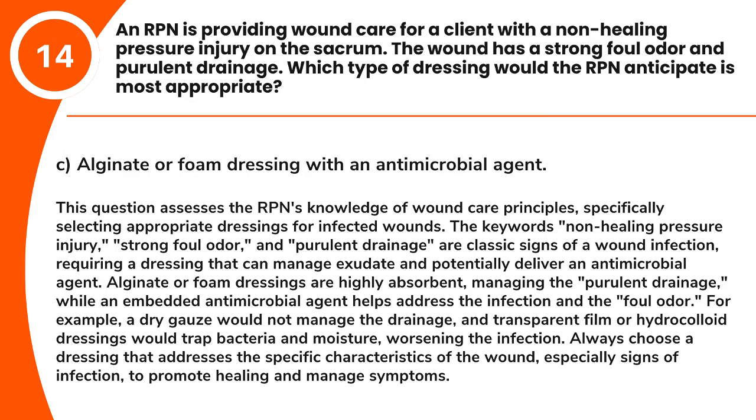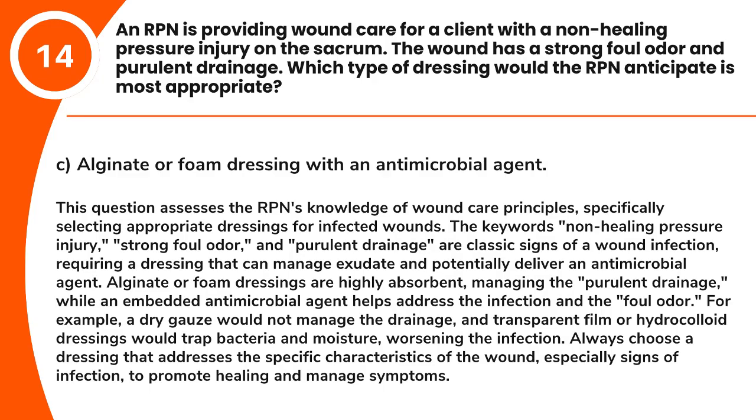Answer: C. Alginate or foam dressing with an antimicrobial agent. This question assesses the RPN's knowledge of wound care principles, specifically selecting appropriate dressings for infected wounds. The keywords non-healing pressure injury, strong foul odor, and purulent drainage are classic signs of a wound infection, requiring a dressing that can manage exudate and potentially deliver an antimicrobial agent.